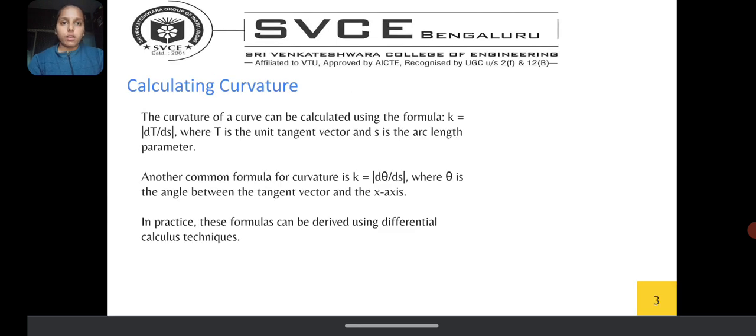Calculating curvature. The curvature of a curve can be calculated using the formula k = |dT/ds|, where T is the unit tangent vector and s is the arc length parameter. Another common formula for curvature is k = |dθ/ds|, where θ is the angle between the tangent vector and the x-axis. These formulas are derived using differential calculus techniques.